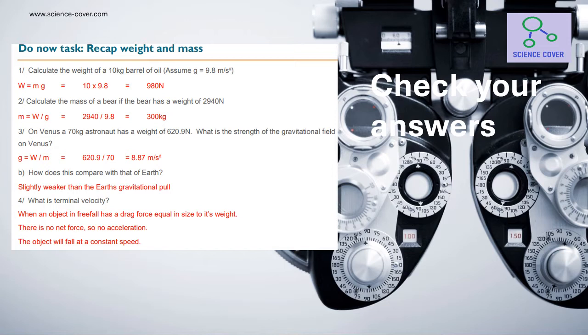Calculate the mass of a bear if the bear has a weight of 2,940 newtons. So mass is weight divided by gravity. So that's 2,940 divided by 9.8, which is equal to 300 kilograms.